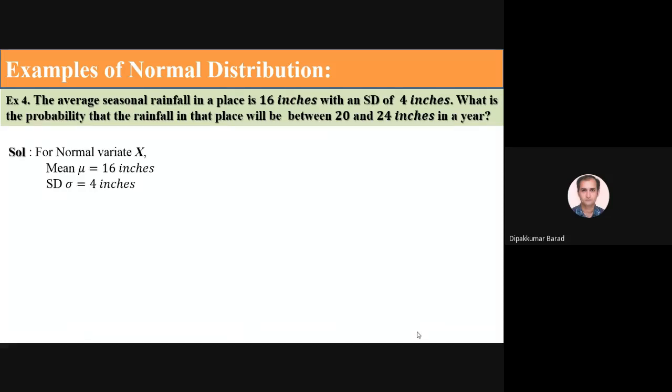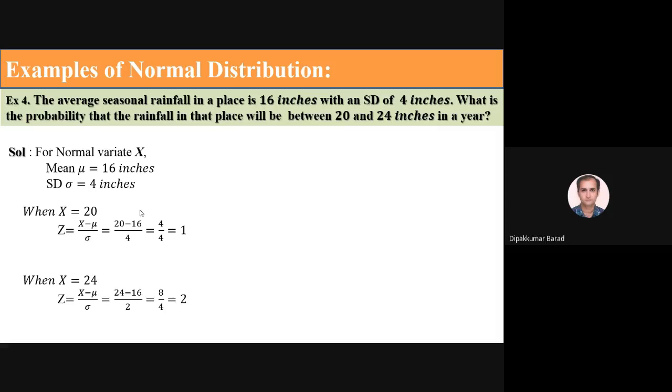First we convert x1 and x2, 20 and 24, into z1 and z2 by using this mean and standard deviation. So 20 minus mu, which is 16, upon 4, so 4 by 4, I get 1 here. And for 24, x minus mu upon sigma: 24 minus 16 upon 4, so this is 8 by 4, I get 2. So now the probability of z in between 1 and 2.